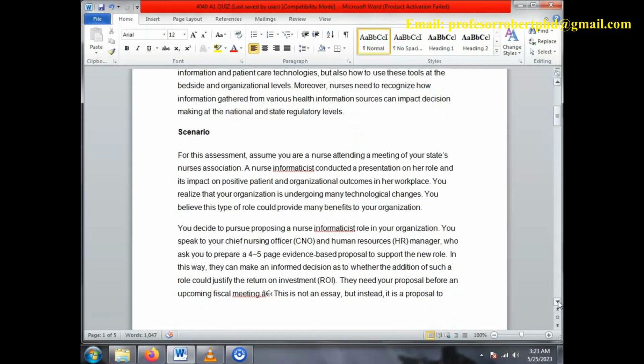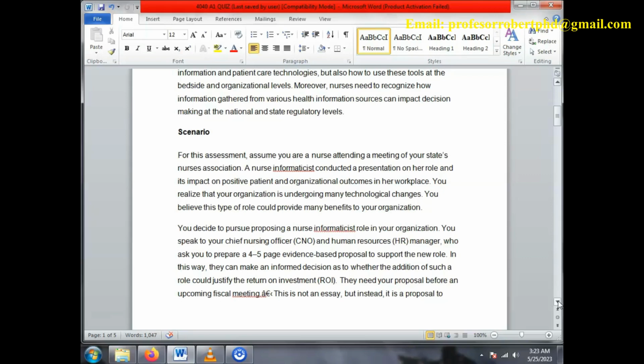You speak to your Chief Nursing Officer, CNO, and Human Resources (HR) Manager, who ask you to prepare a 4 or 5 page evidence-based proposal to support the new role. In this way, they can make an informed decision as to whether the addition of such a role could justify the return on investment, ROI. They need your proposal before an upcoming fiscal meeting.